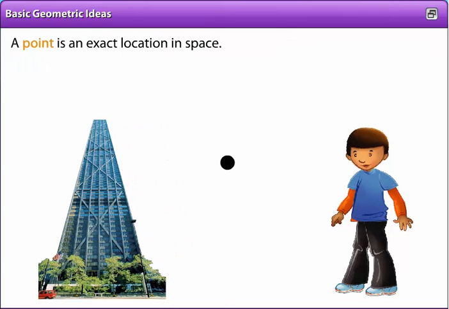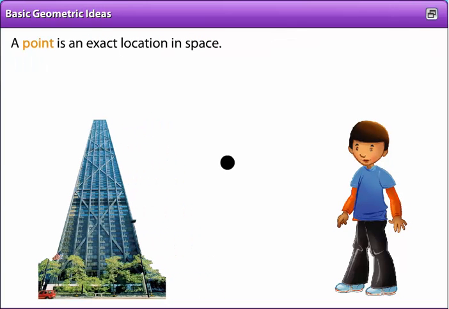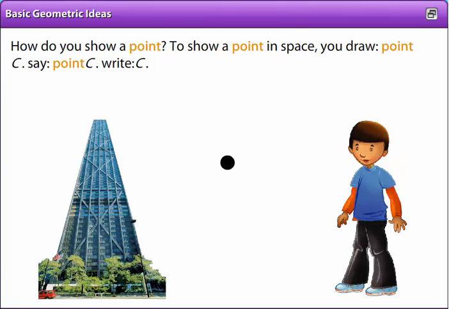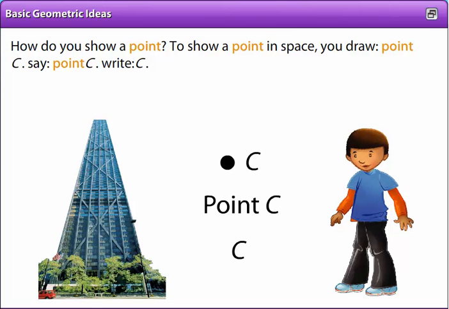A point is an exact location in space. How do you show a point? To show a point in space, you draw point C. Say point C. Write C.